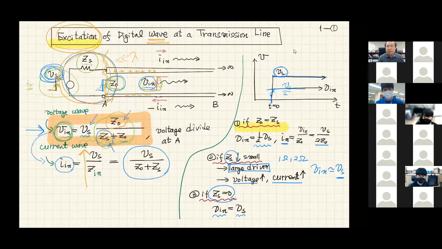Jiwon, are you there? You have a speaker there? 잘 들리십니까? Can you speak a little bit louder? 네, 잘 들리십니까? 네. Can you summarize these slides for us? You can speak either in English or Korean.